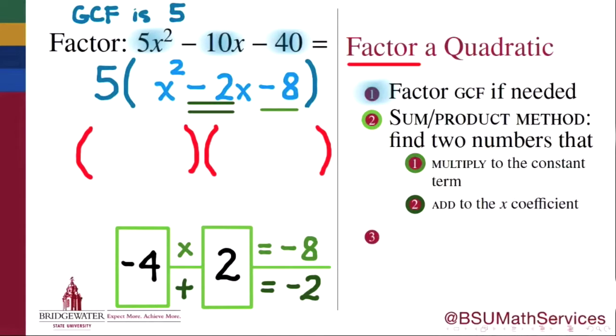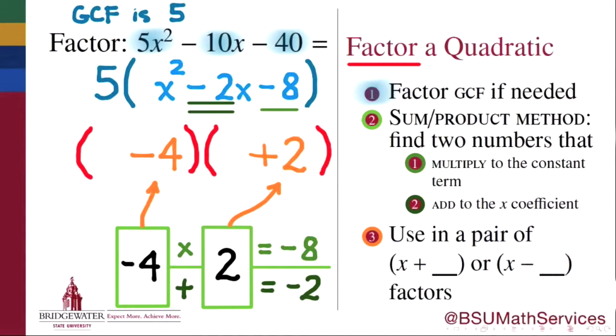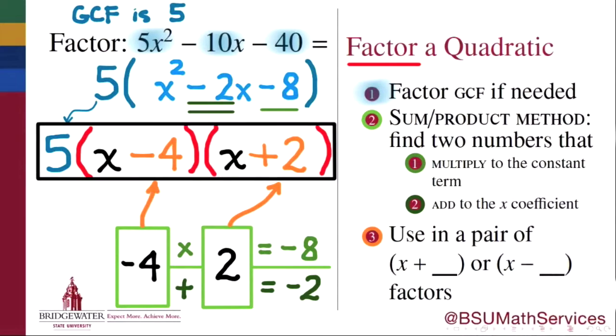Well, those numbers become the constant terms in our pair of binomials, which will multiply together to give us our trinomial. So -4 and +2 become the second terms in our binomials, of which the first term will be x. And our complete factorization of this polynomial, therefore, includes the product of x minus 4 with x plus 2. This product gives us this quadratic trinomial back, x squared minus 2x minus 8. But don't forget that it also must include the greatest common factor that we factored out in the beginning, which is our 5.